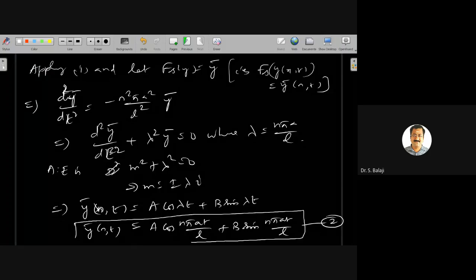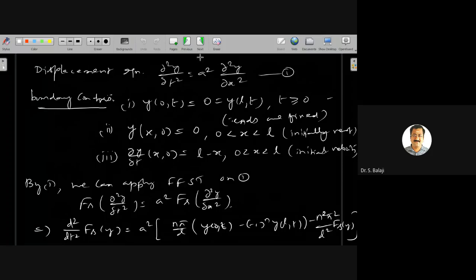Now your work is that you have to find A and B. Can you give the answer for A and B? Applying the Fourier sine transform for this one and this one.